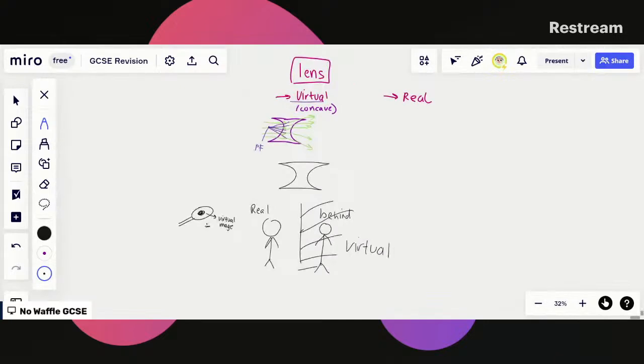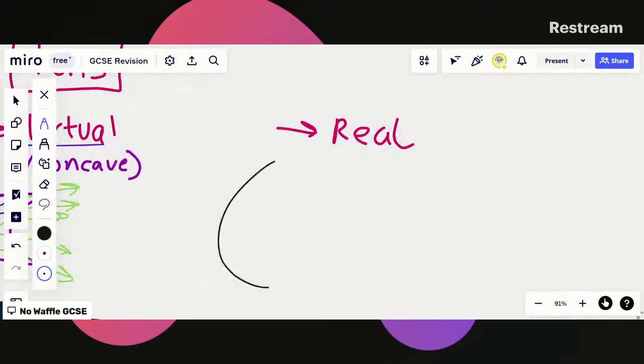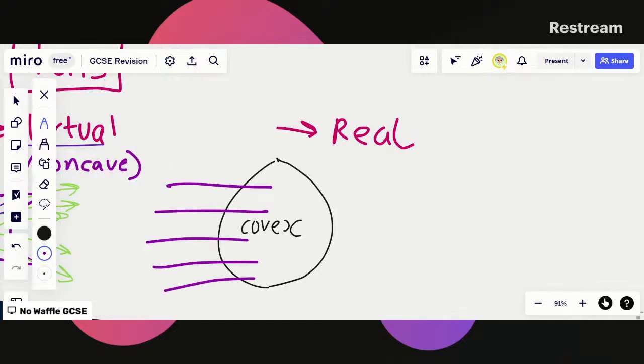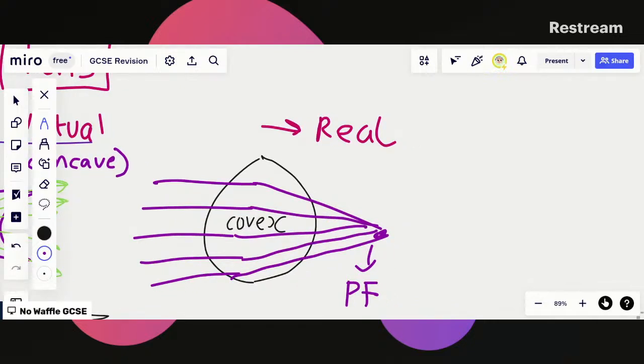Let's look at a real image. When we're talking about a real image, this tends to be associated with convex lenses. What happens is the light coming from an object comes together to form an image on a screen. Remember, we've got these light rays and they eventually join up at the principal focus. As they join up at this principal focus, the real image is created. It forms this image on the screen. So you've got a real image.